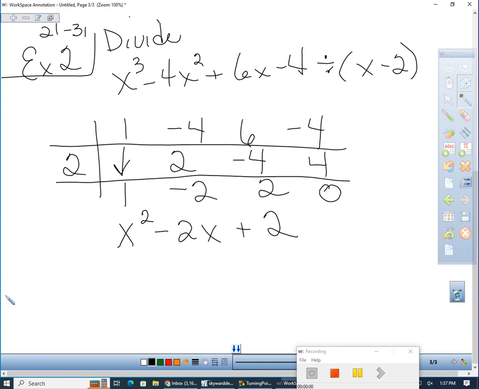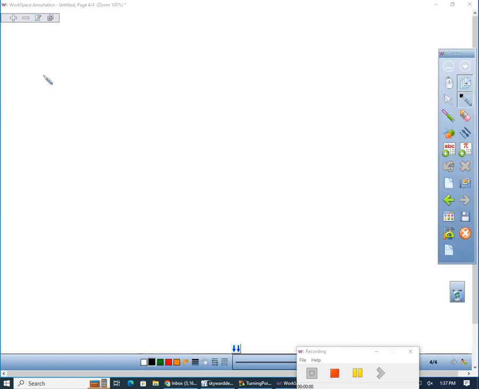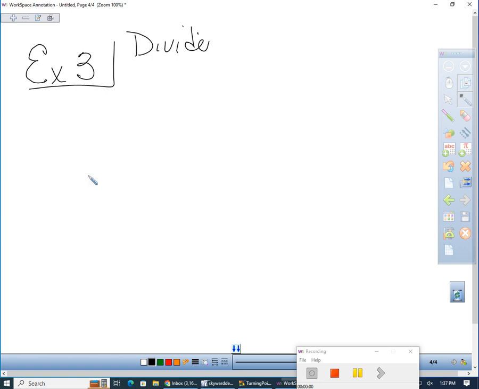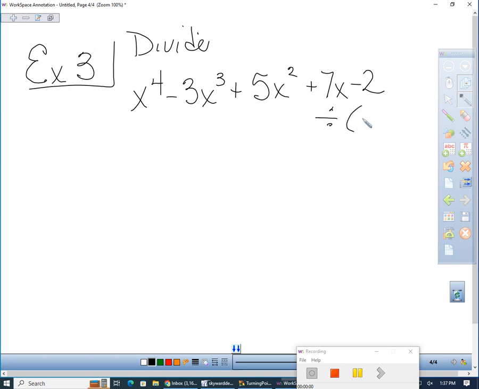All right, here we go. Here's example number 3. Again, I want you to divide. I want one a little bit bigger. All right, let's go with x to the 4th minus 3x to the 3rd plus 5x squared plus 7x minus 2, and let's divide by x plus 3.